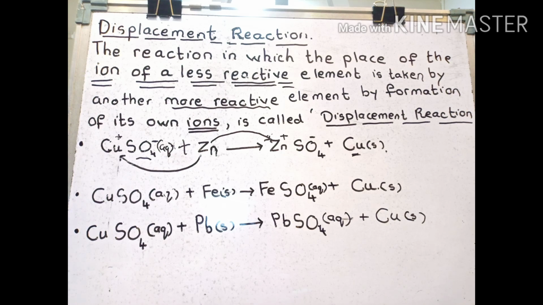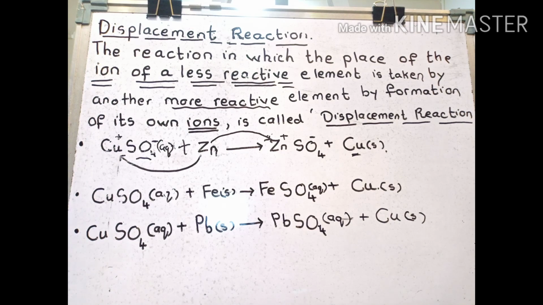Now please, I repeat once again, students, in a displacement reaction, that is a single displacement reaction, what happens is that the place of a less reactive element, which is copper here, is taken by a more reactive element, that is zinc, by formation of its own ion, right? Thereby displacing copper. So copper has got displaced from its compound. That's why we call this a displacement reaction.